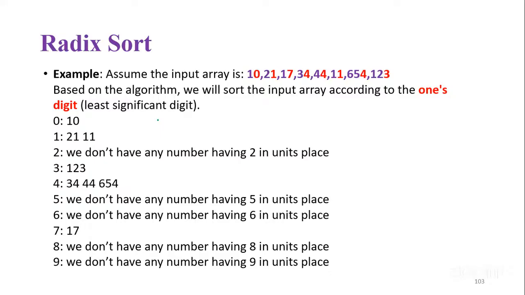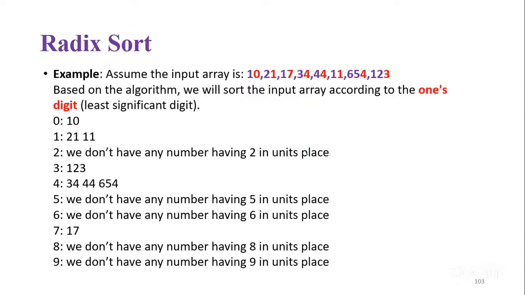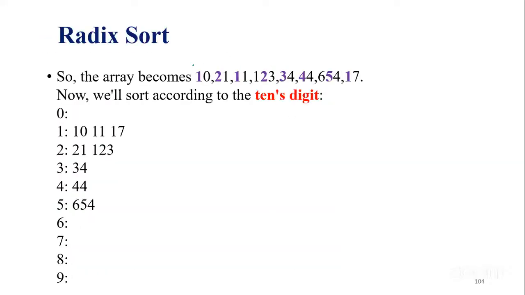What we have done as of now, we have an input array. As step 1, we are writing the numbers where we have 0 in the ones position, 1 in the ones position, 2 in the ones position, and so on, 0 to 9. So the array becomes, now after completion, write the new array like 10 first. Next, 21, 11, then 123. Like that, write these numbers in the same order, 34, 44, 654, 70. Now see, I have written those numbers in that order. Output of step 1 becomes the input to step 2.